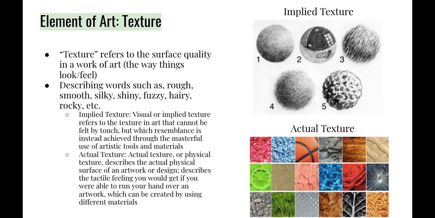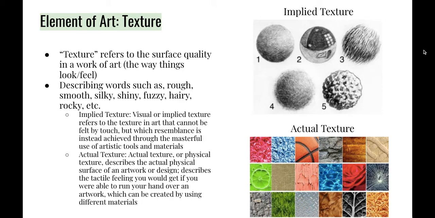The next page of your artwork is going to be texture. Texture refers to the surface quality of a work, the way things look like they feel. Words to describe texture are rough, smooth, silky, shiny, fuzzy, hairy, rocky, etc. When we have something called implied texture, that means that we have texture that looks like it is furry, but in reality, we're just using drawings.